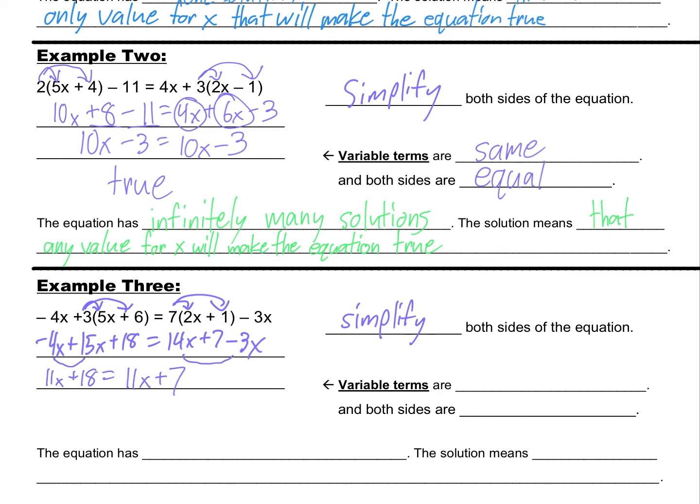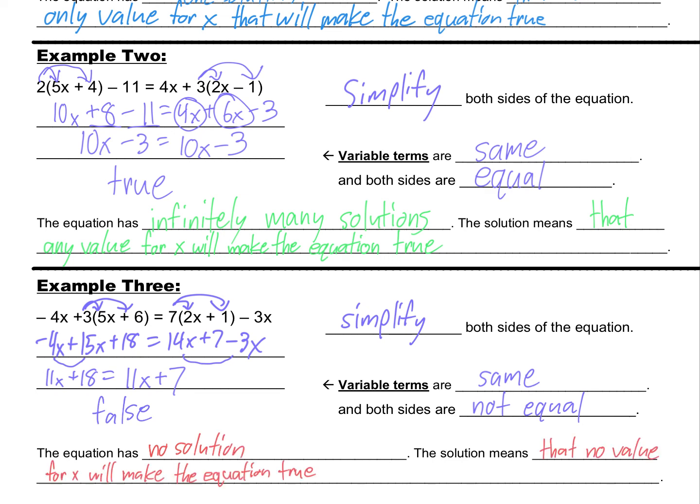Notice how the variable terms are the same, but both sides are not equal because the constant term is different. This means that the equation is always false. This equation has no solution. This solution means that no value for x will make the equation true.